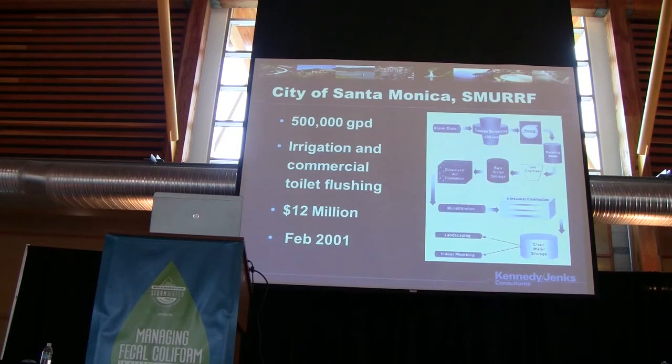So next, there are 2 municipal treatment systems, one by the city of Santa Monica, 500,000 gallons per day. From the storm drain through here, this is all for turbidity removal. And then here's a UV disinfection system, and then the reuse of the water for landscaping or commercial indoor flushing. Pretty expensive, $12 million for 500,000 gallons per day. And that system came on board in 2001.